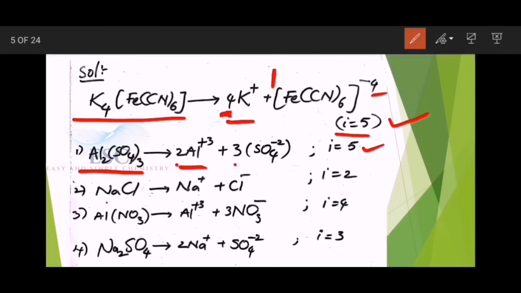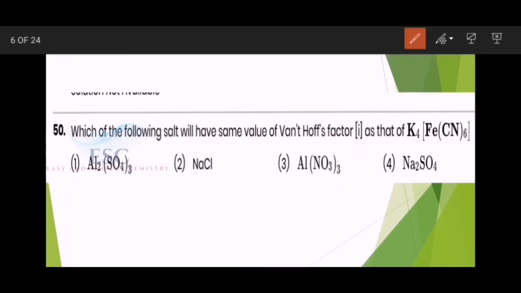See the second option, NaCl. 1 cation, 1 anion. So 1 plus 1, that is i equal to 2. Here Al(NO3)3 is 1 aluminium and 3 nitrates. So 1 plus 3, i is equal to 4. For the fourth option, Na2SO4, 2 sodium and 1 sulfate. 2 plus 1, i is equal to 3. So which Van't Hoff factor is equal to potassium hexacyanoferrate? i is equal to 5 and i is equal to 5. The correct option is Al2(SO4)3.